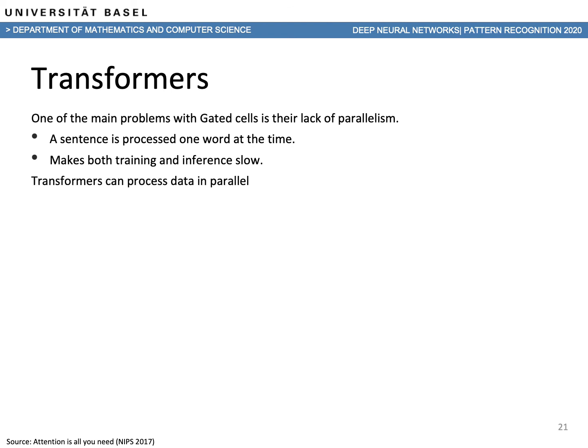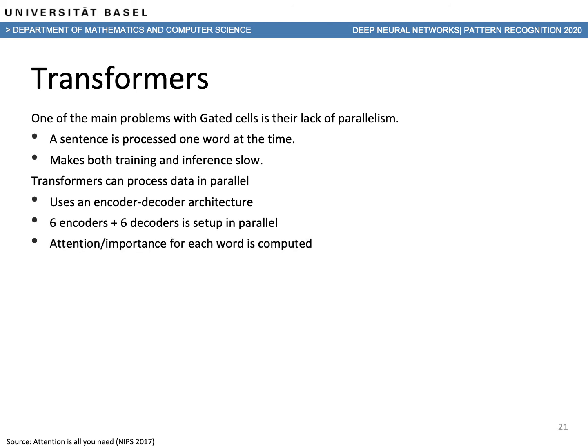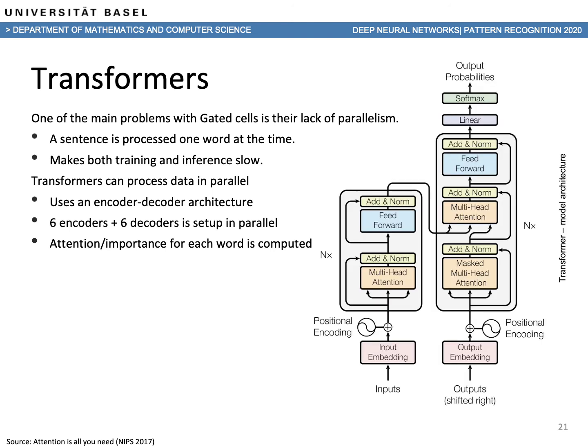And now we come to transformers, which can process data in parallel. They're set up in an encoder-decoder architecture form, where the system has 6 encoders. This is just what they were using in the original paper, Attention Is All You Need, and 6 decoders in parallel. And the idea is to learn an attention/importance number for each word in a sentence.